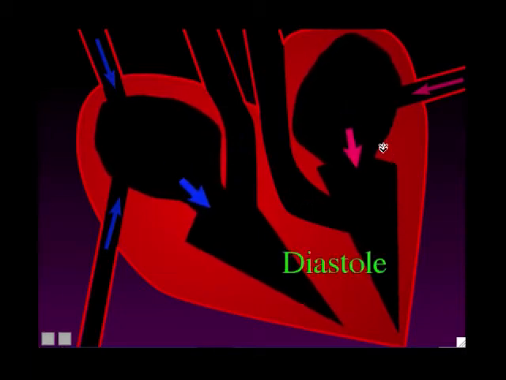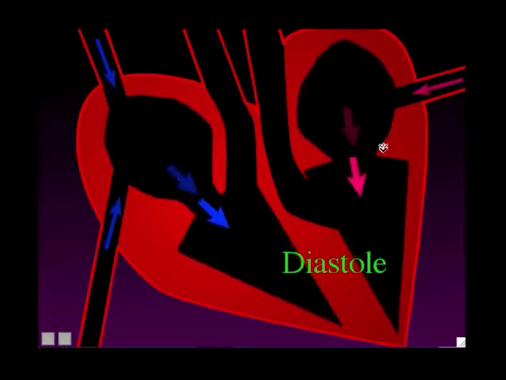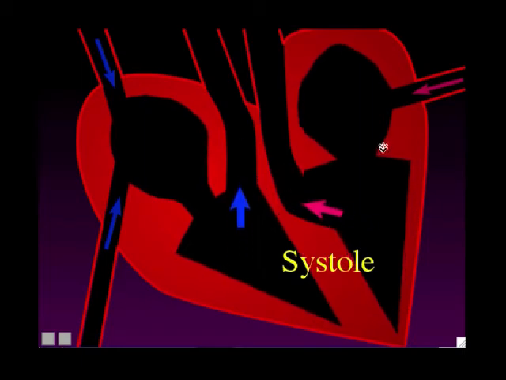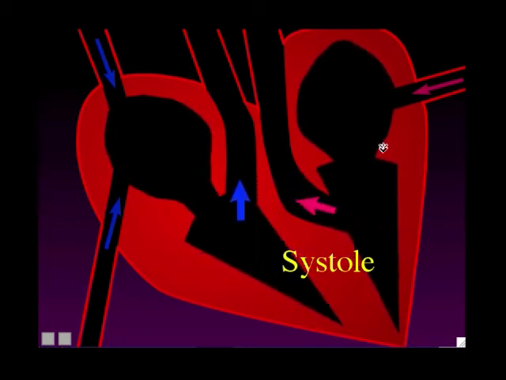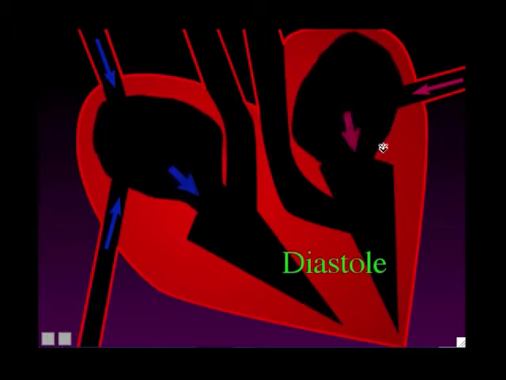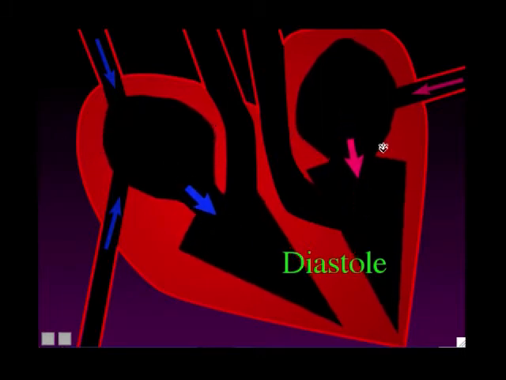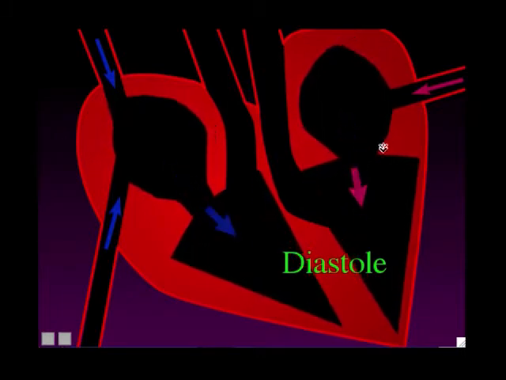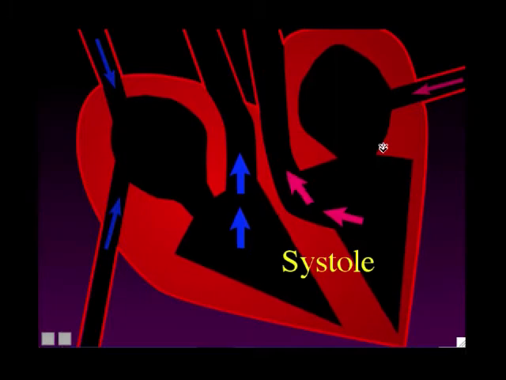And I think I added the words here for the ventricles. So what you see in the cartoon right here is what the ventricles are doing. The ventricles are in systole, they're contracting. The ventricles are now in diastole, they are relaxing. And I wish I'd put some other words up there for the atria, because you also have atrial systole and atrial diastole.